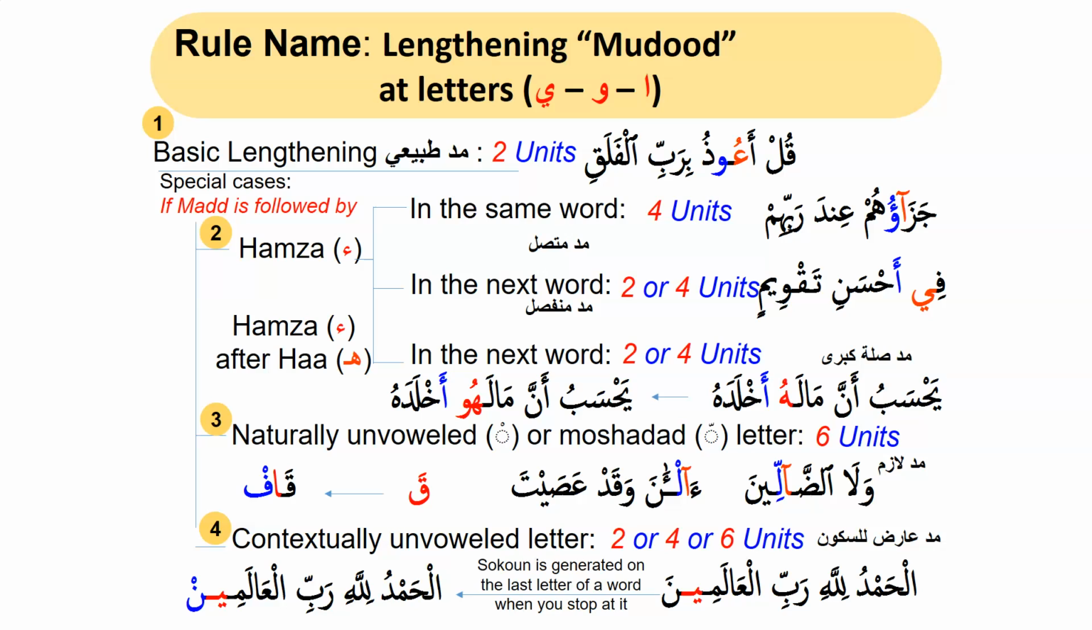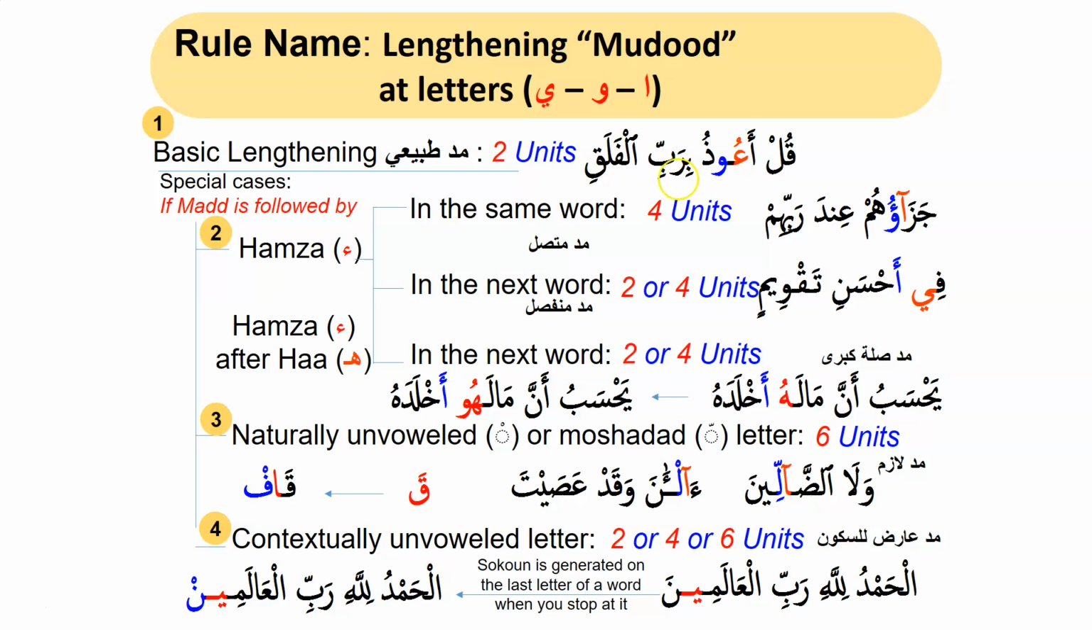Don't look at this slide. It is so crowded, I understand that. Please just filter everything except the first line. Basic lengthening or natural lengthening is called مد طبيعي. We told you it is 2 units of time, and it is applied when we have any of the 3 letters, alif, waw, or ya, preceded by a letter carrying a compatible vowel, and not followed by hamza or sukun. In this case, it's called مد طبيعي.